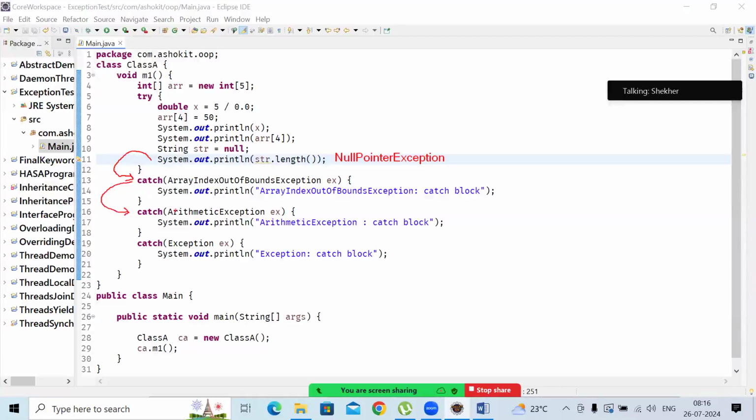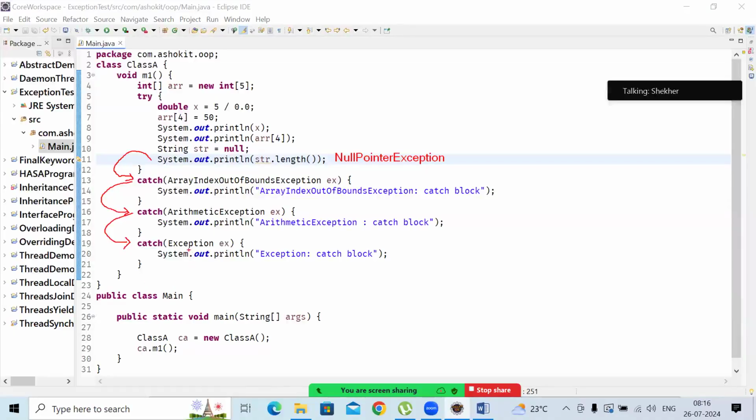Tell me, the next catch block has which parameter? ArithmeticException. But what exception occurred here? Null pointer exception. So are both matching or not matching? Not matching. Again, not matching. That's why control jumps again to the next catch block. This is the last one here.